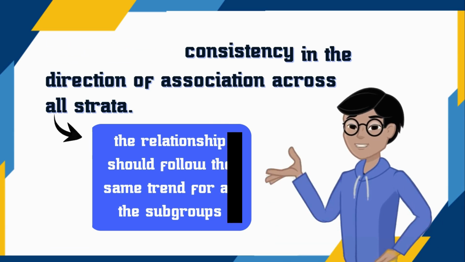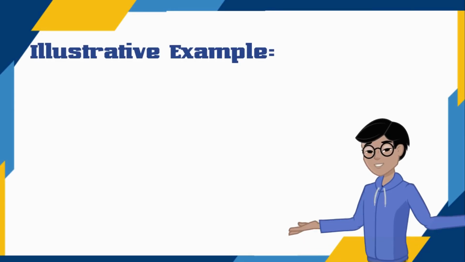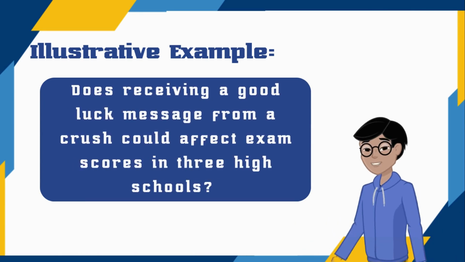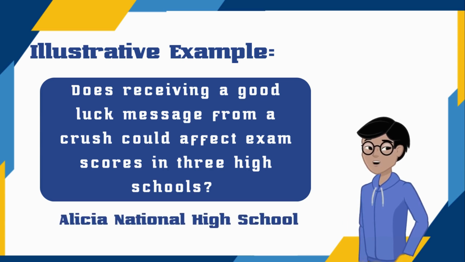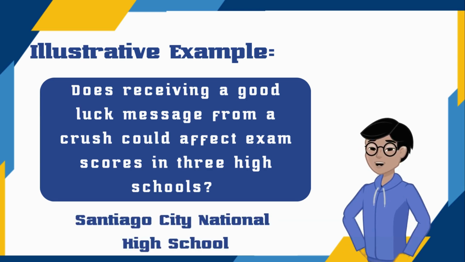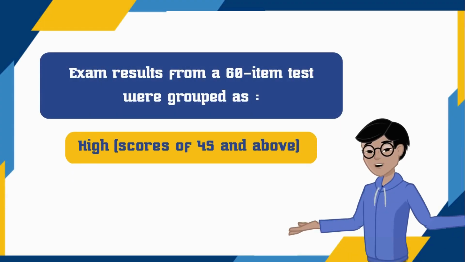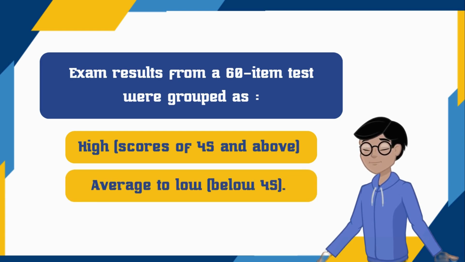First, the variable. A second-year bachelor in mathematics student wanted to find out if receiving a good luck message from a crush could affect exam scores in 3 high schools: Alicia National High School, Cochran City National High School, and Santiago City National High School. Exam results from a 60-item test were grouped as high, scores of 45 and above, or average to low, below 45.